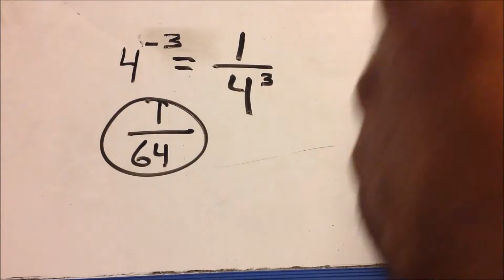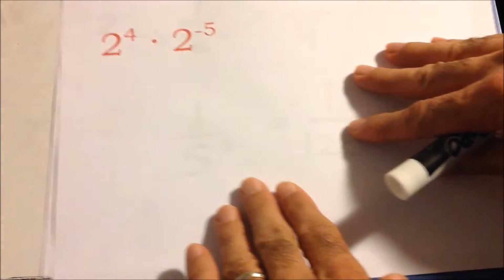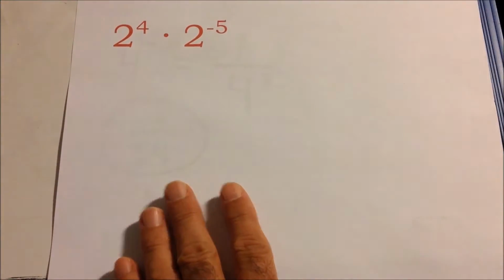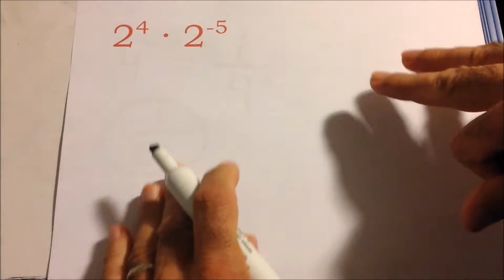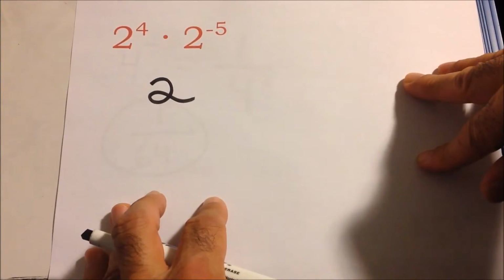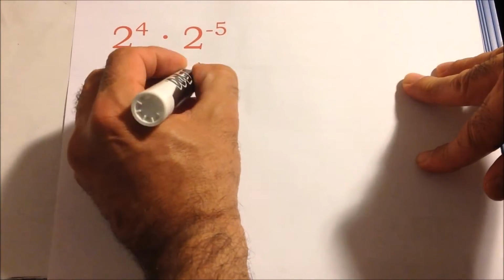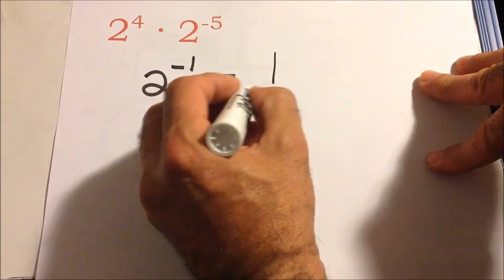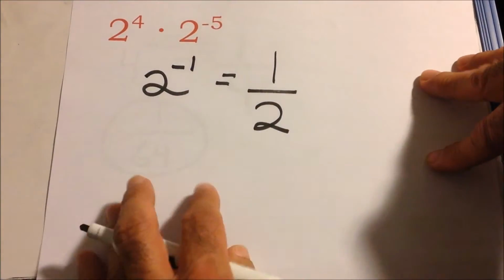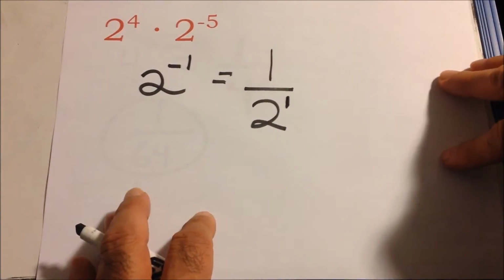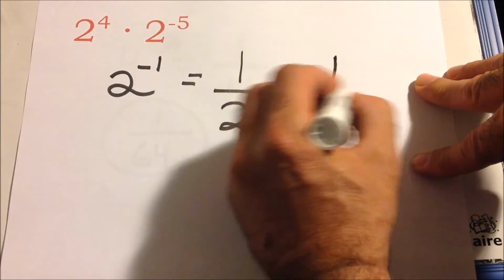So let's look at a multiplication problem. Here we have 2 to the 4th power times 2 to the negative 5th power. So remember the law of exponents. We're going to keep the base, keep 2, and add the exponents. And 4 plus negative 5 is negative 1. So now we know we can make this a fraction, 1 over 2. And we can just leave it 1 over 2 because we know the 1 is invisible. But the answer is a half.